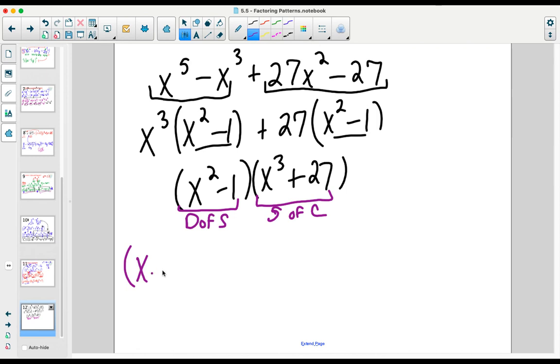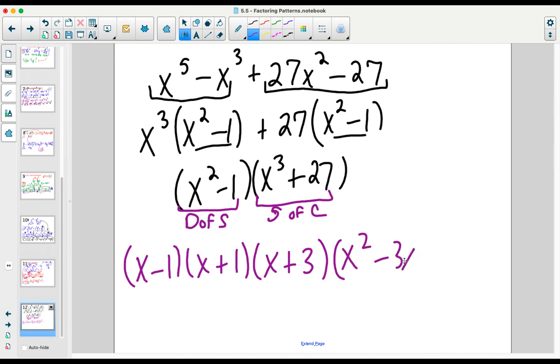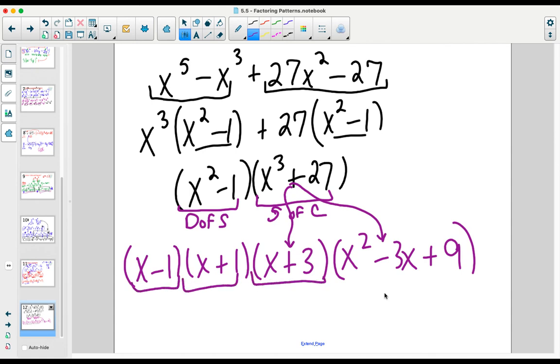For the difference of squares, we'll split that first one as x minus 1, x plus 1. And for the sum of cubes, we'll split it x plus 3, x squared minus 3x plus 9, using our pattern that we established earlier in the lesson. We make sure this first sign matches. We make sure that sign is opposite. Nothing to factor here, nothing to factor there, nothing to factor there.